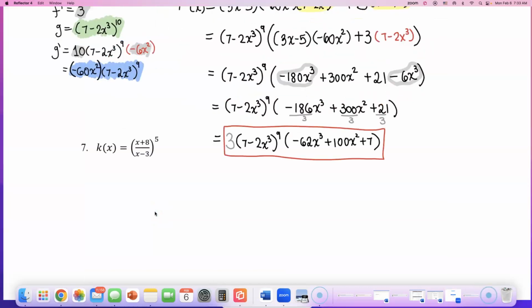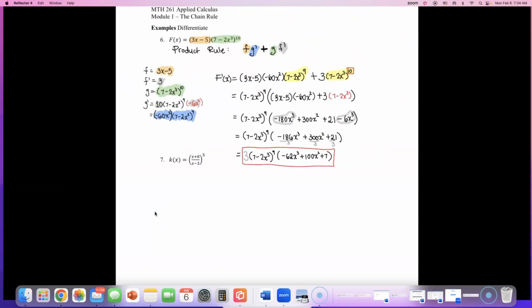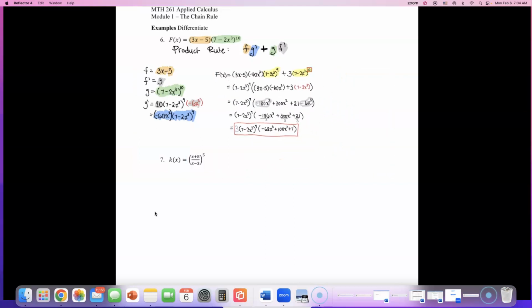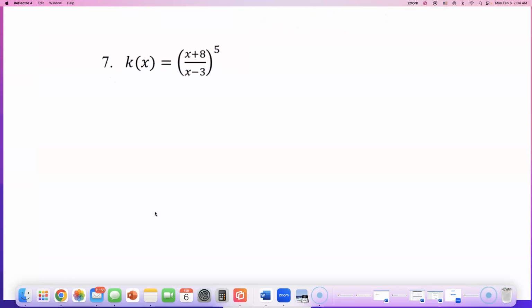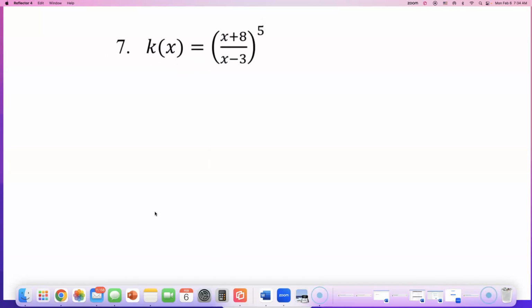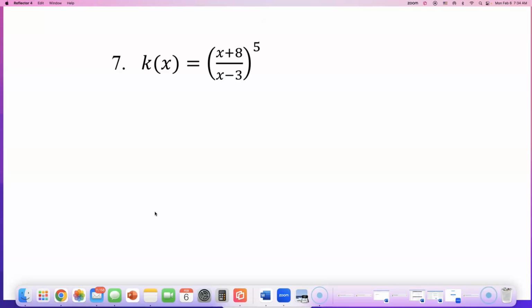Well, the previous example was a combination of product rule and chain rule. Let me make this a little bit smaller so that I can have some more room for the bottom one. But this one, you see, we're going to have to do the quotient rule because we have a quotient of x plus 8 over x minus 3. But the big picture is a chain rule, so I will take the derivative of this by using the chain rule first, okay?